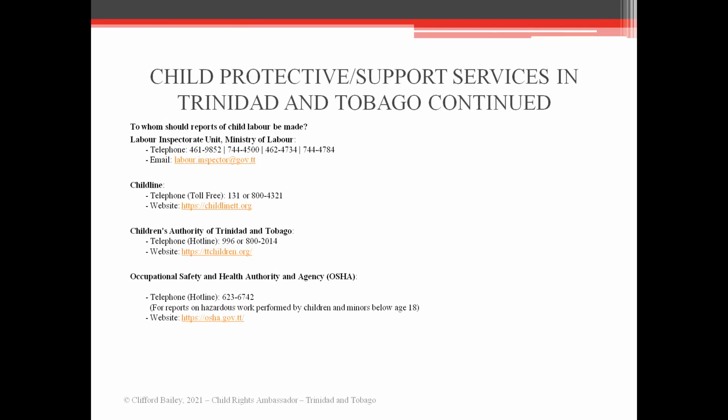Occupational Safety and Health Authority and Agency, OSHA, their telephone hotline is 623-6742 for reports on hazardous work performed by children and minors below age 18. Their website link is osha.gov.tt. Counter-Trafficking Unit of the Ministry of National Security, their telephone hotline is 800-4288 for reports on child trafficking, and their website link is nationalsecurity.gov.tt.